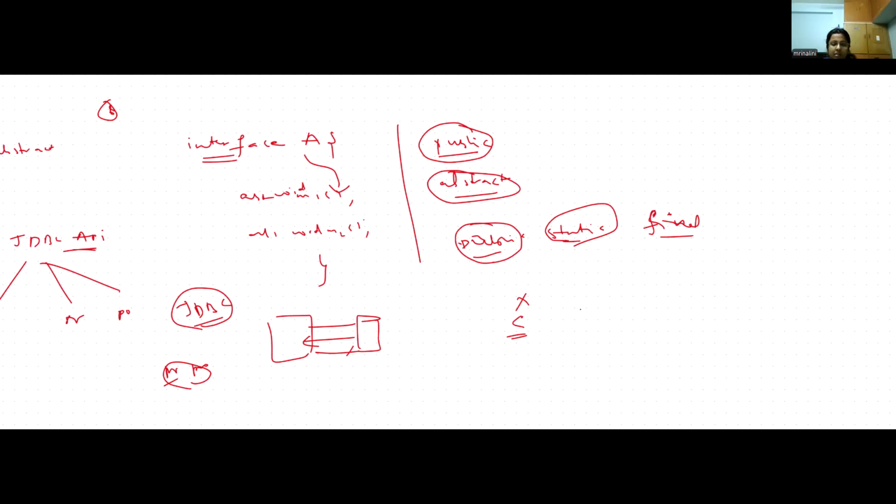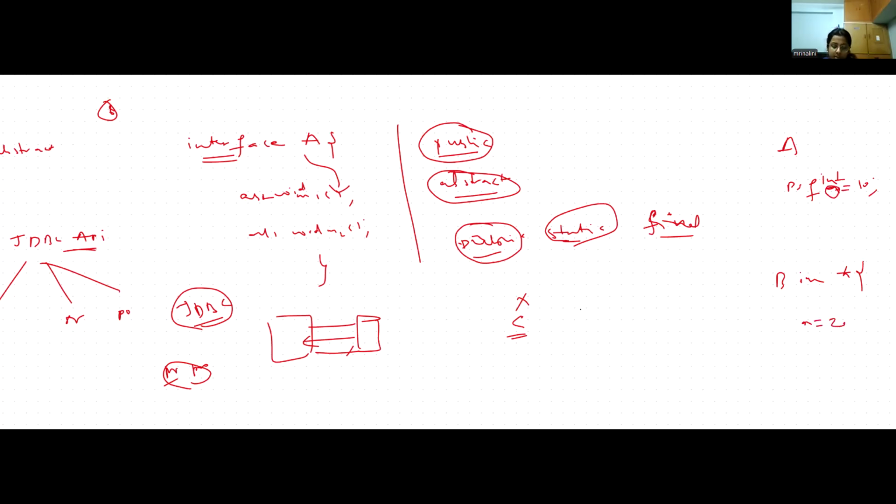Why final? For example, I'm having interface A, and I took one class B which implements A. If I could reassign that respective value, for example, if I have public static final int A equal to 10, then in my B class, after inheriting it, with any method I can access this A and change the value, A equal to 20. There is a possibility, right?